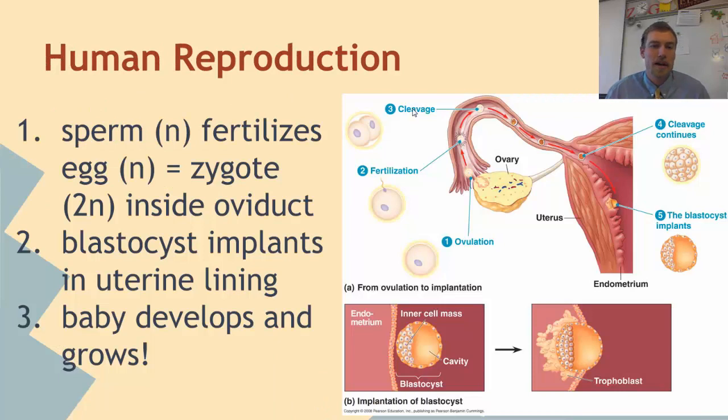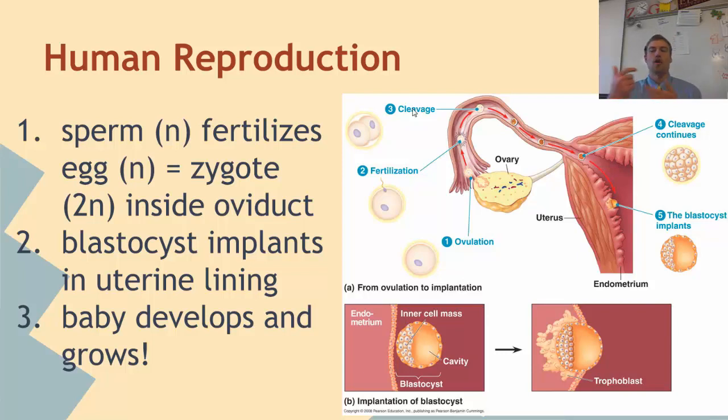So let's talk a little bit about human reproduction. In human reproduction, the sperm is going to fertilize the egg. Both of those are haploid. They're produced by meiosis, and they're going to produce the zygote, which is diploid, and that is going to occur inside the oviduct. So the two of them are going to come together, and then the blastocyst is going to implant in the uterine lining.